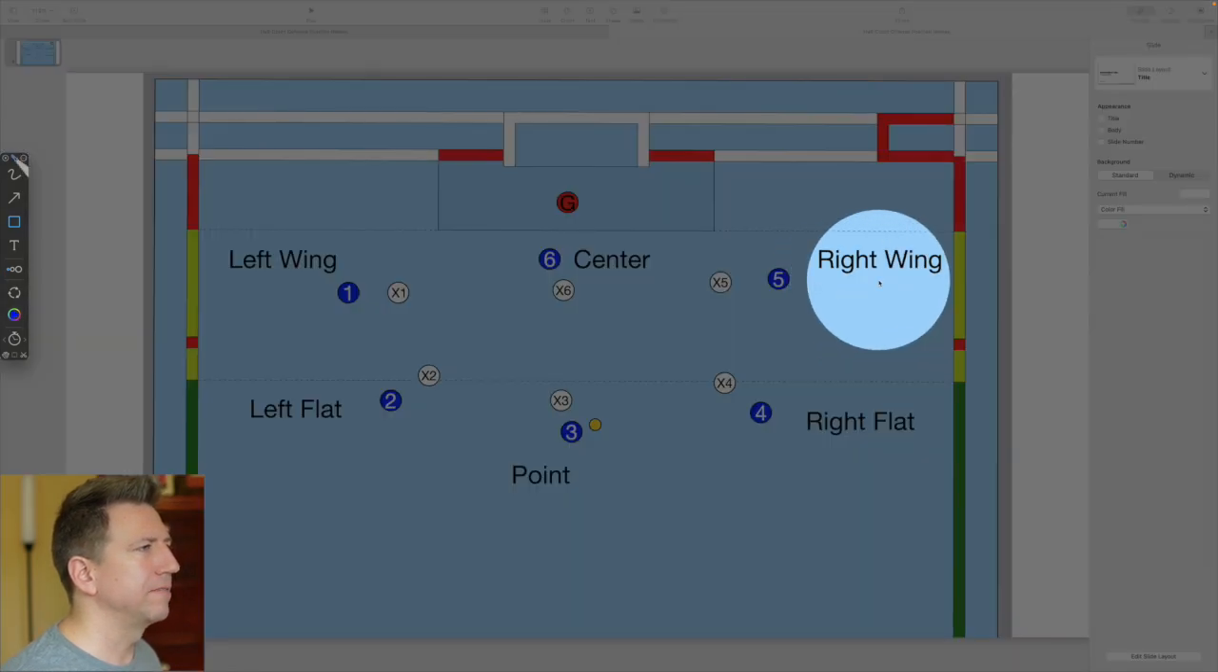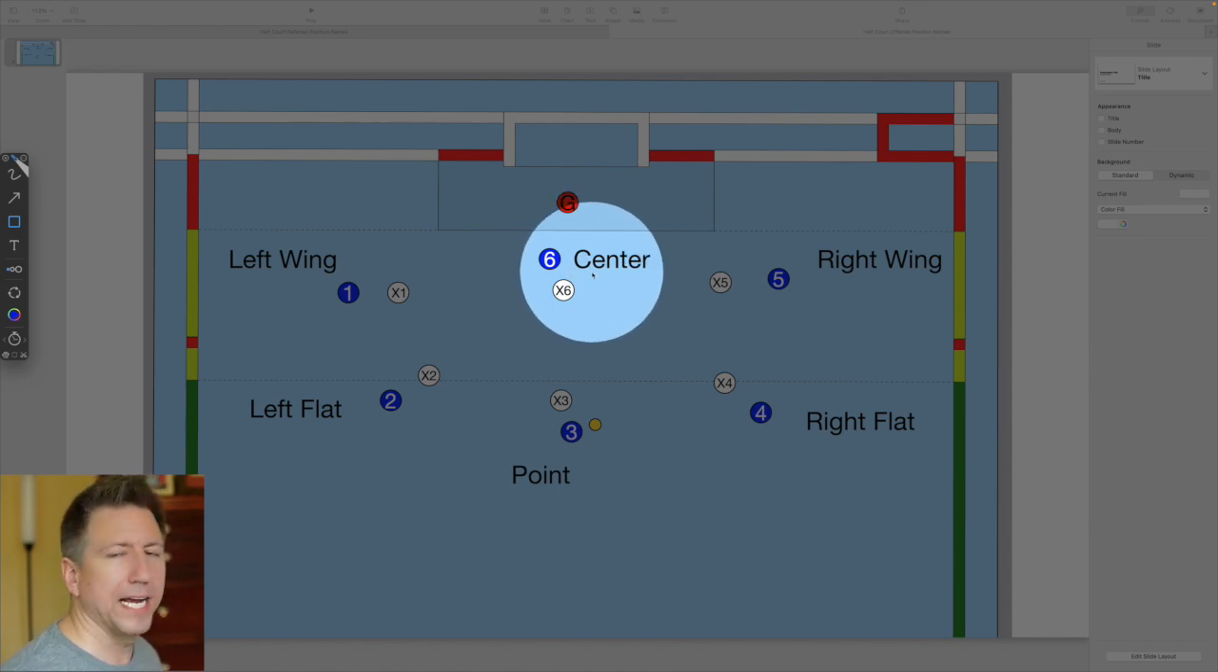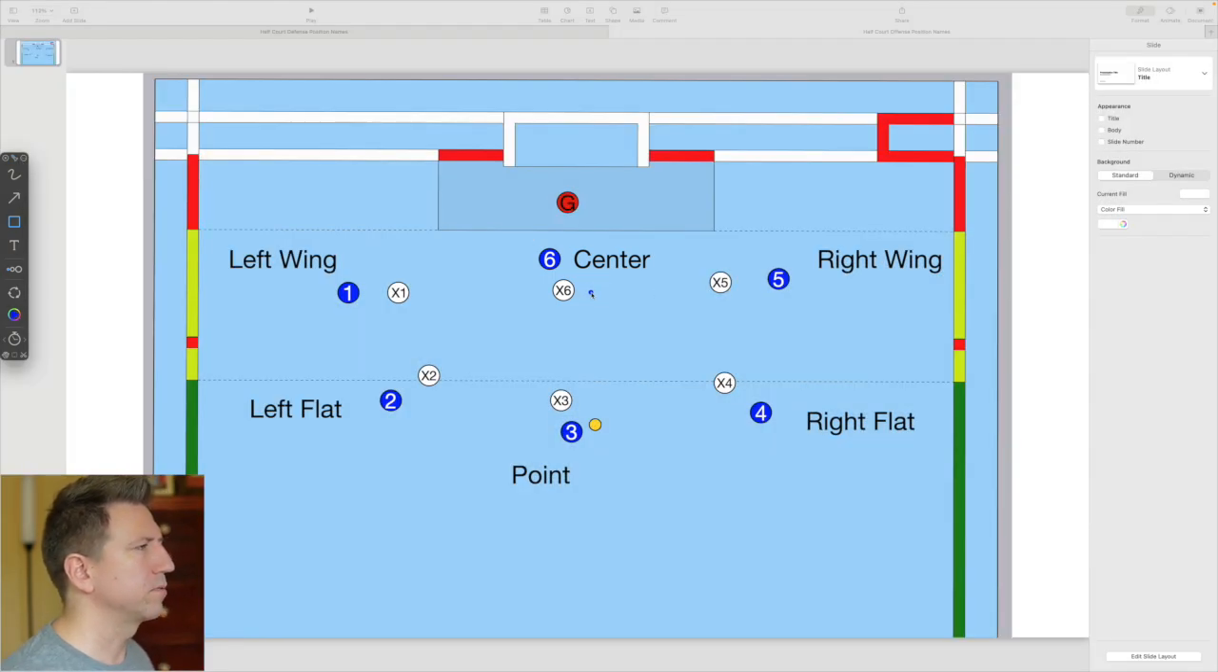Fifth position, we have the right wing, and then in the sixth position, we have the center, which is the center of the action. We hope to get the ball inside there and take a shot. That's a high probability shot, so that's what we're looking to do. Okay, nothing too crazy here. I just wanted to get this into your vocabulary.